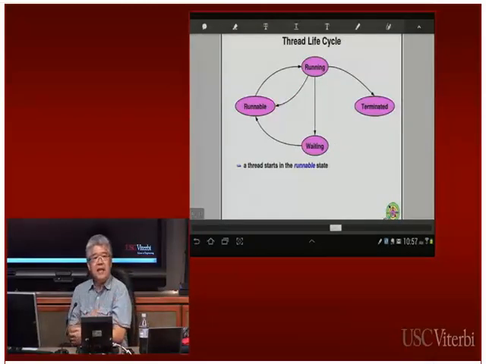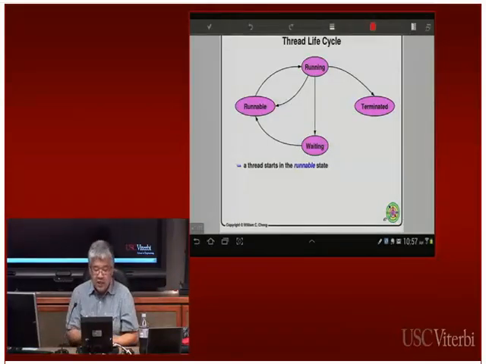Okay. So what kind of states does a thread go through? Right now we're going to look at the thread lifecycle. It's a lot more exciting. It goes through many different states. So let's look at this picture. There's something called the running state, which means that the thread is running. Running means that it's running in the CPU.